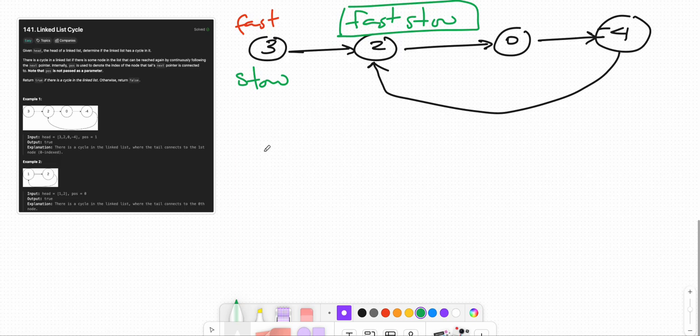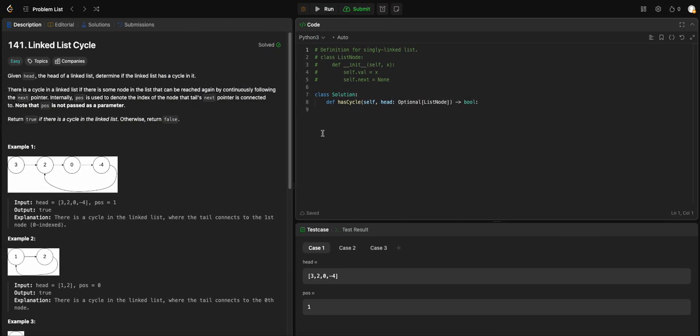It's just fast, slow, pointer approach, right? Easy, simple question. So let's start.